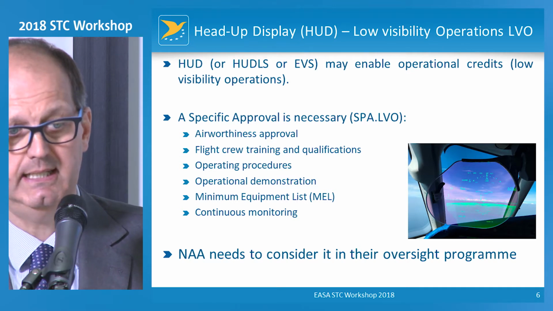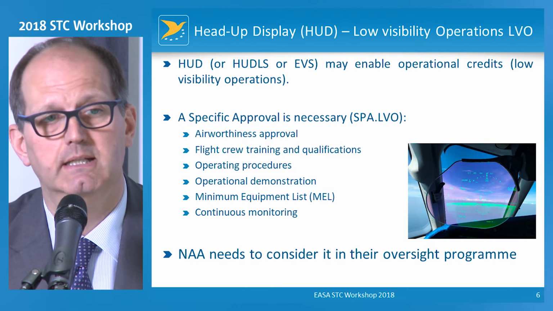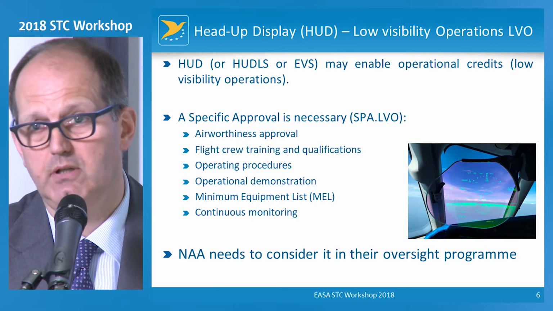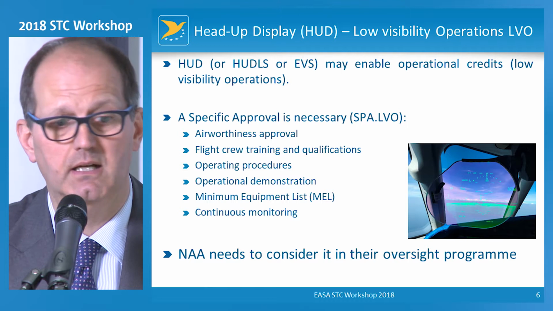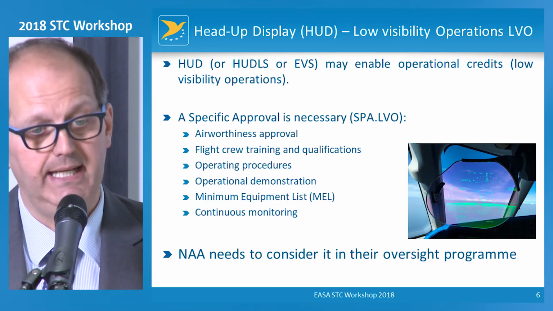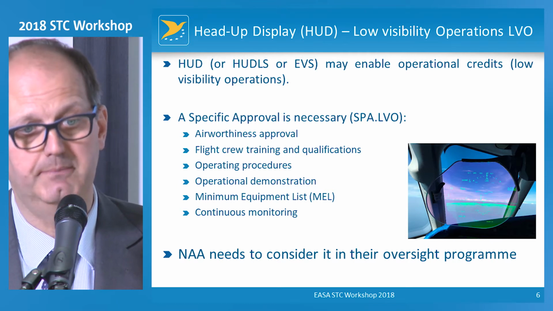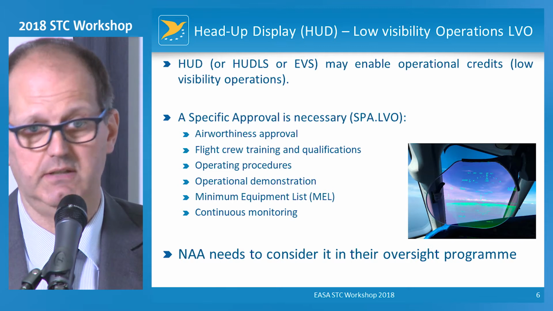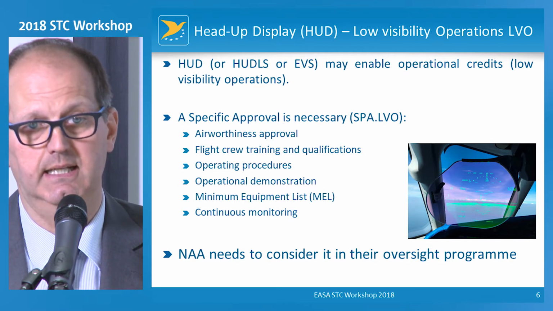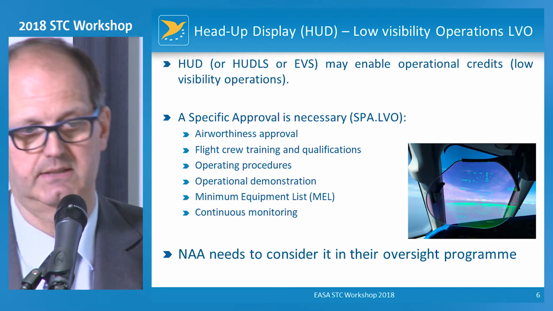Normally, a head-up display is installed to improve the capability of an aircraft to operate under low visibility conditions, which means sometimes having an approval for low visibility operation. You can have an aircraft that can be upgraded from Cat 1 operation to Cat 2 or even Cat 3 operation.